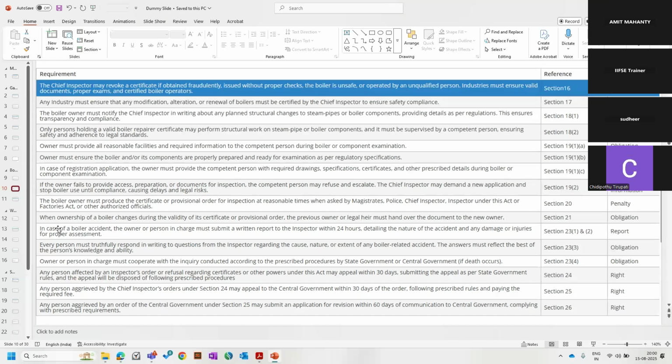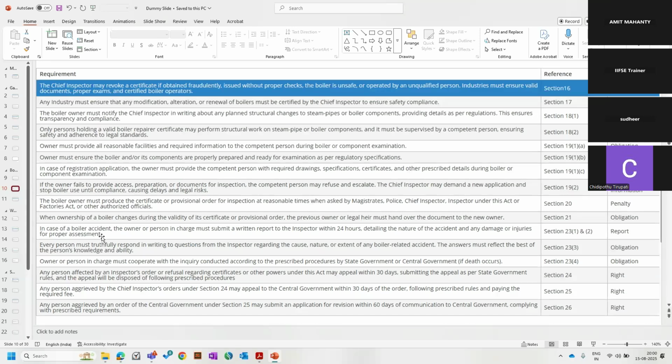Then, when ownership of a boiler changes during the validity of its certificate or provisional order, the previous owner or legal heir must hand over the documents to the new owner. It is just to simply hand over the documents in the case of any ownership change. Okay, you are just handing over to the new owner.